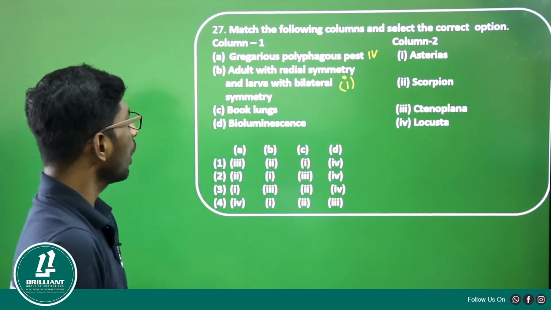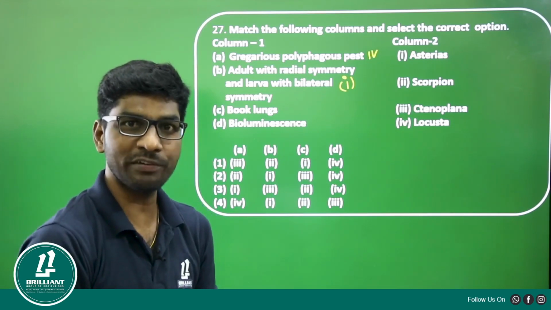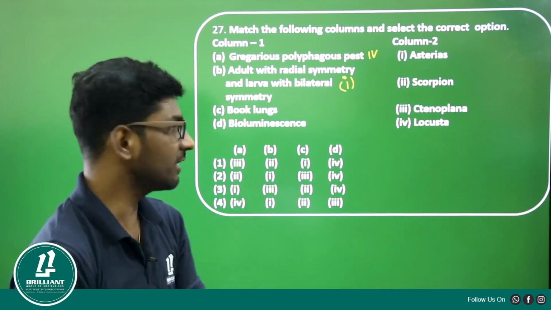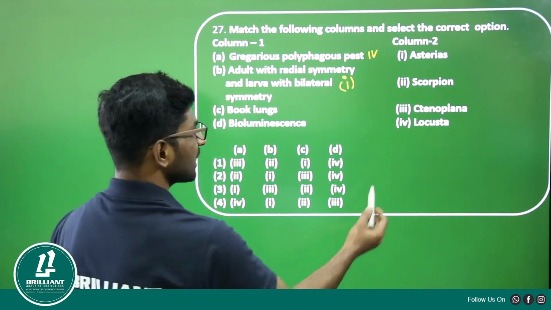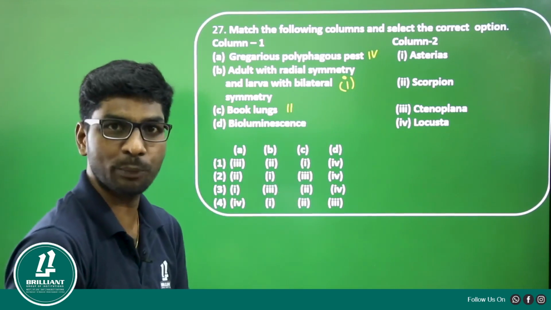Right? Book lungs, Arachnida. An example of Arachnida is the scorpion, and also spiders. So book lungs are the respiratory organs in scorpion, Arachnida, Arthropoda.